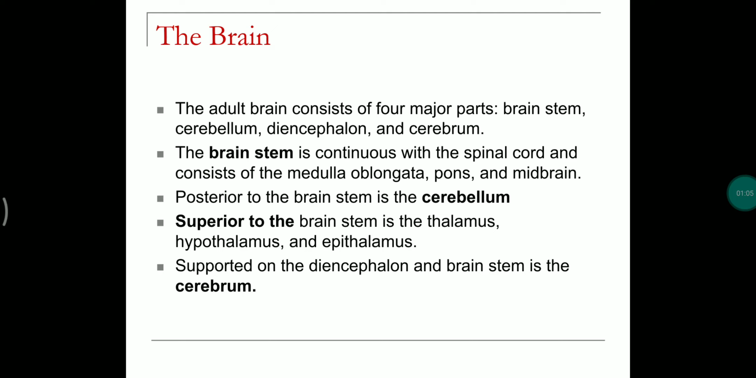And what does the brain actually consist of? An adult brain consists of four major parts. They are the brainstem, cerebellum, diencephalon, and cerebrum. The brainstem, which is continuous with the spinal cord, consists of the medulla oblongata, pons, and midbrain, whereas posterior to the midbrain is the cerebellum, and superior to the brainstem are the thalamus, hypothalamus, and epithalamus. And supported by the diencephalon and the brainstem is a structure called the cerebrum, the major and main part of the brain.